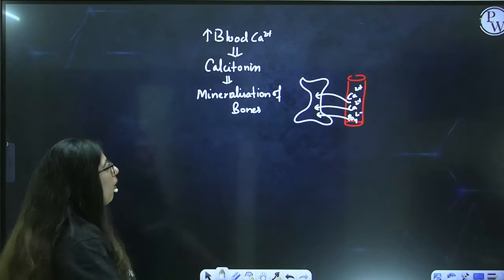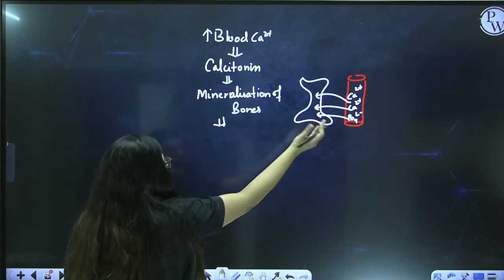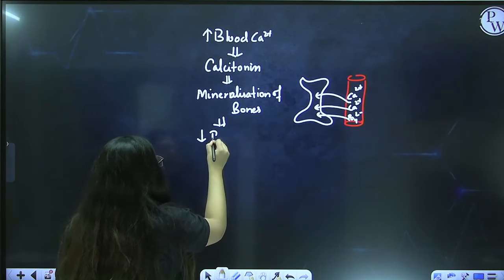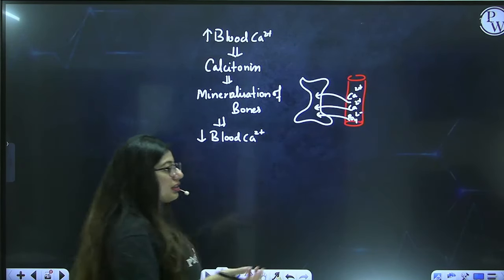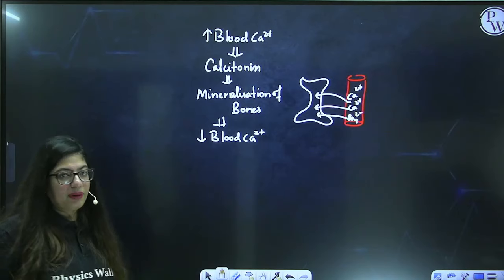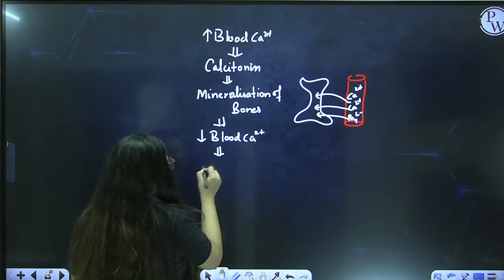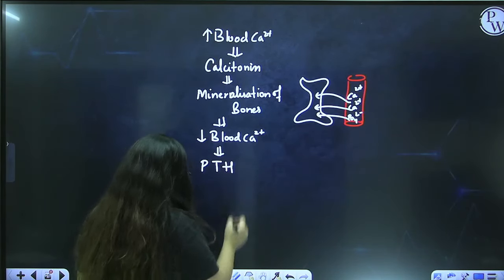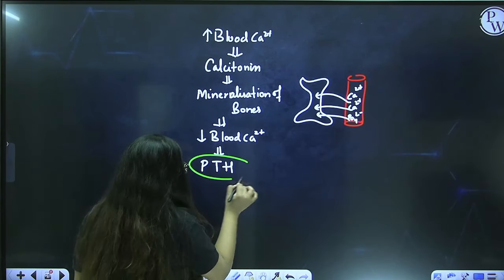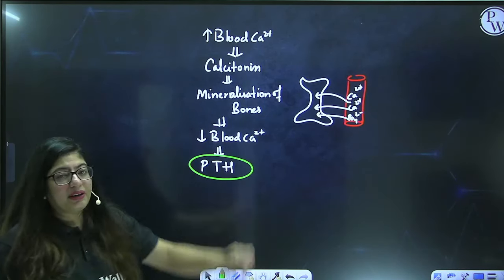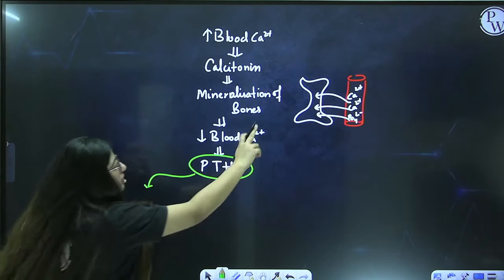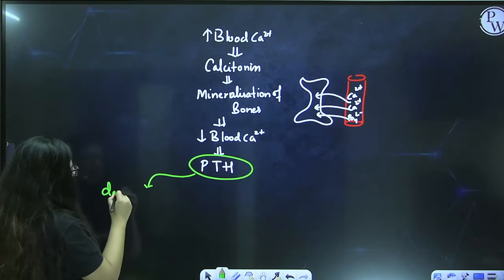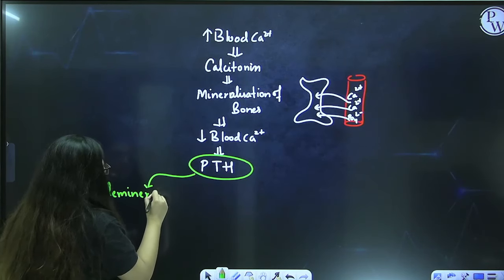Okay. Now, as a result, what will happen? All the calcium will go to the bone and the blood calcium decreases. Imagine the blood calcium decreases more. Now, what will happen? What will be stimulated? Parathyroid hormone will come. Parathyroid hormone's function is to increase the blood calcium, but how will it do that? First of all, it will cause the opposite thing. It will cause the demineralization of bone.